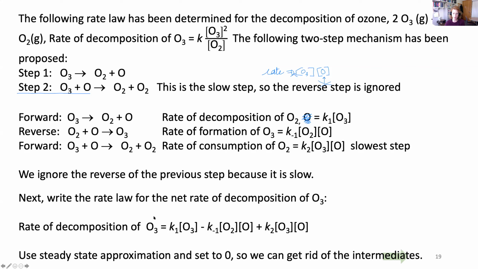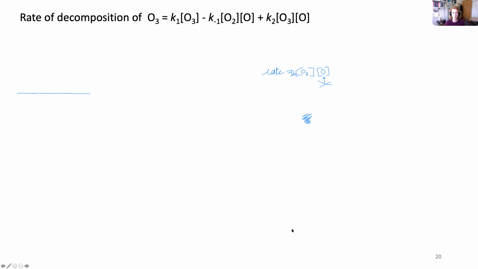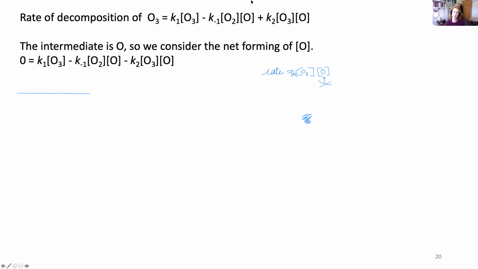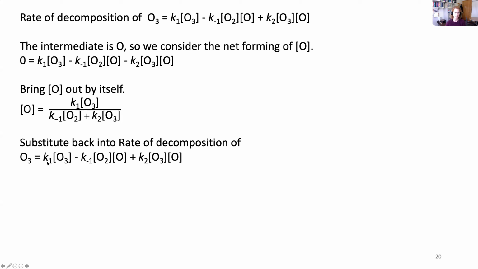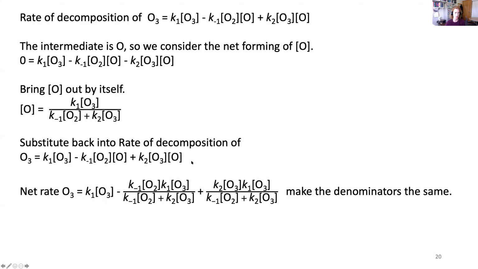I'm going to set it equal to 0, and I'm going to solve for this intermediate oxygen atom. So solving for that intermediate oxygen atom, I'm going to set it to 0, and then solve for the oxygen atom. So then this all comes in together. And so then this is going to substitute into that oxygen atom expression. So substitute back into the rate of decomposition here.